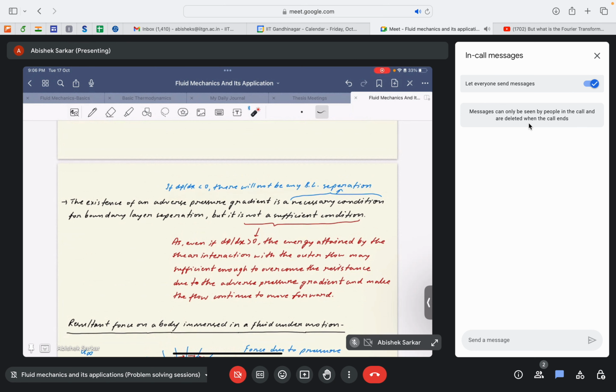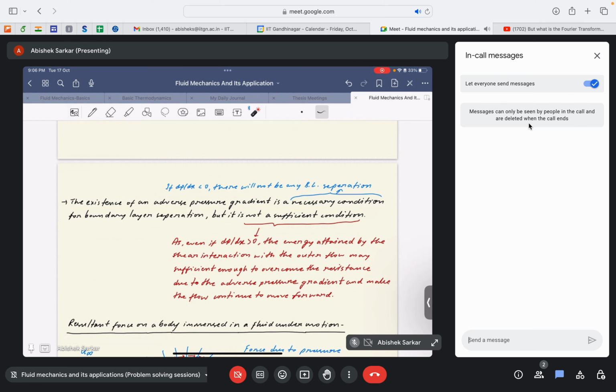The existence of an adverse pressure gradient is a necessary condition for boundary layer separation, but not a sufficient condition. We will see why. Necessary in the sense that if it exists, there may be separation, but it is not compulsory. But if an adverse pressure gradient does not exist, there will not be any separation. That is the meaning of a necessary condition. So if dP/dx is less than 0, there will not be any separation. Very important, please note it down.